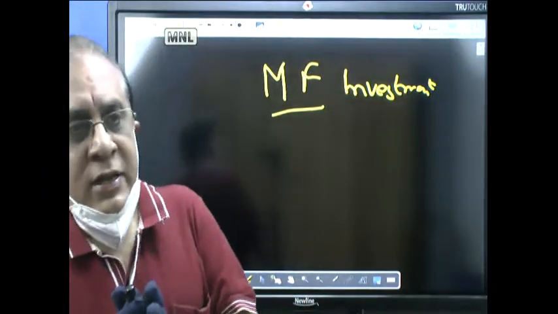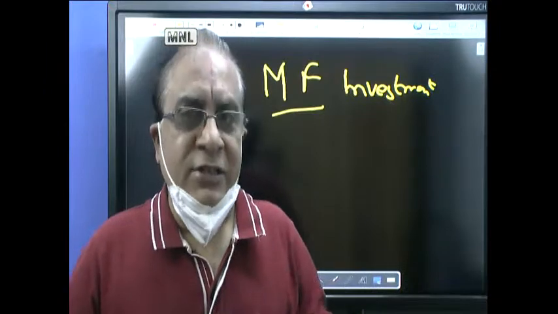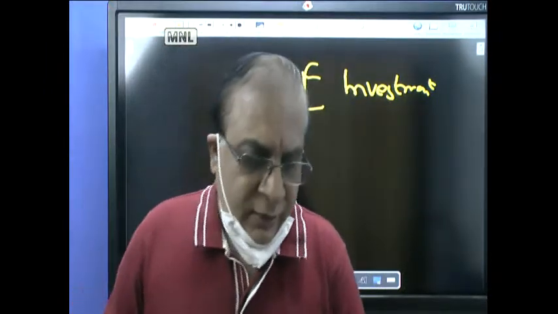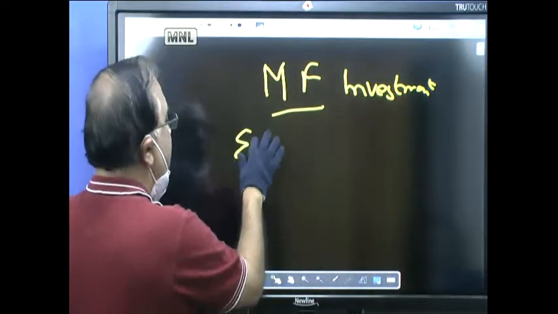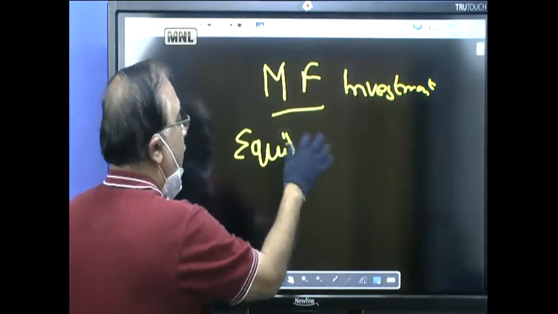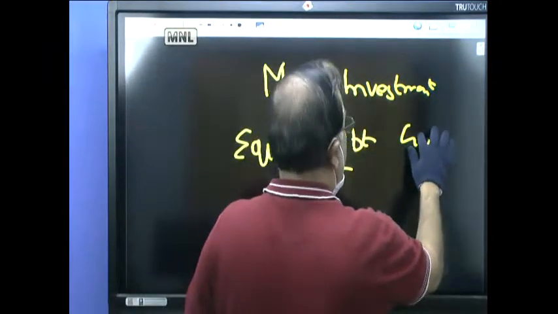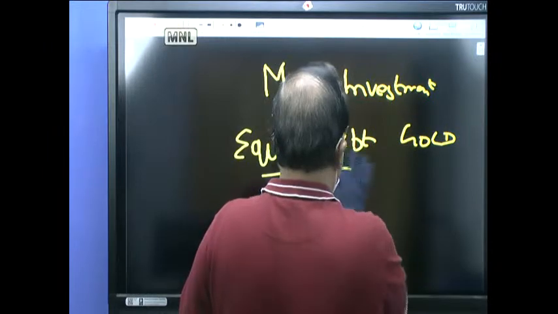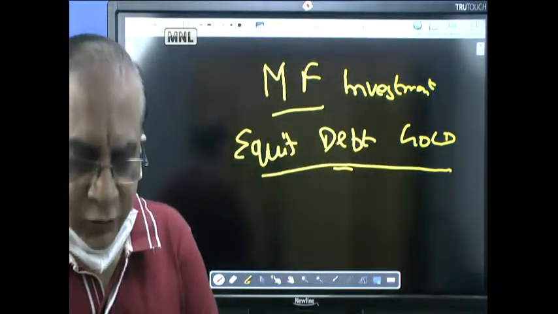Now, mutual funds can broadly be categorized into different asset classes. The various asset classes in which they are placed include equity, debt, and gold. So these are the broad categories of investment that are possible through mutual fund units.